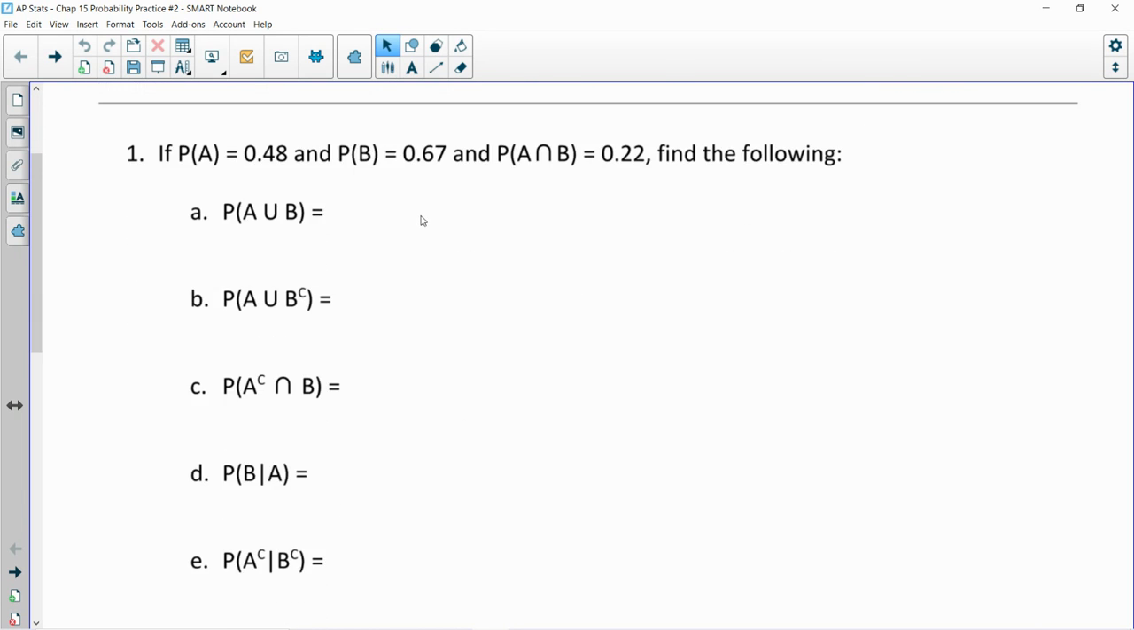So here's question number 1. A very small amount of information given, as you can see. We have 2 events, A and B. The probability of each one of those events: probability of A, 0.48, probability of B, 0.67. And then we have the probability of the intersection of A and B at 0.22. So remember, intersection, that upside down U, also is a symbol for the word and. So the probability of A and B both occurring simultaneously.